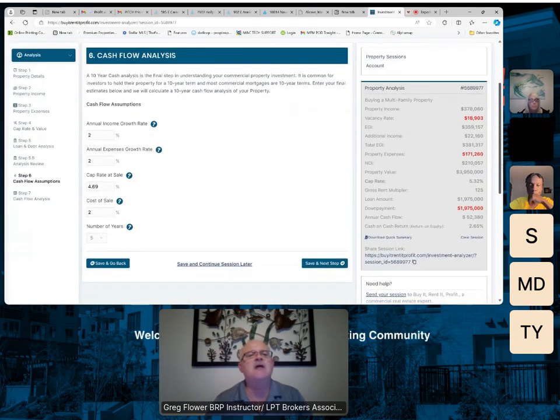So here's our cash flow analysis. We're going to try and raise our rents by at least 3% annually. And here are these little questions. It tells you what each box is requiring.